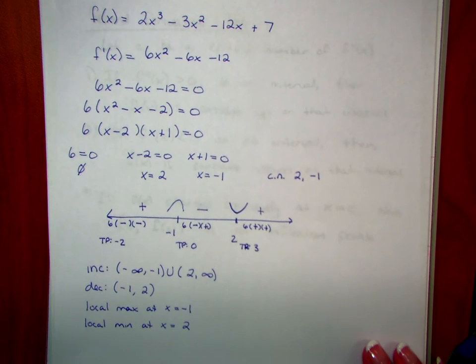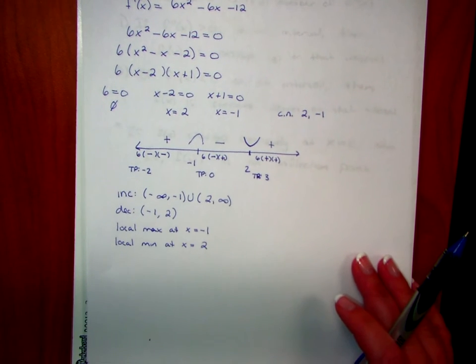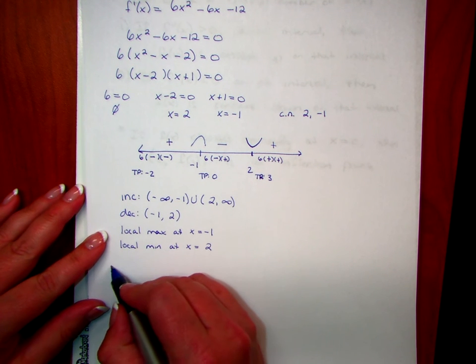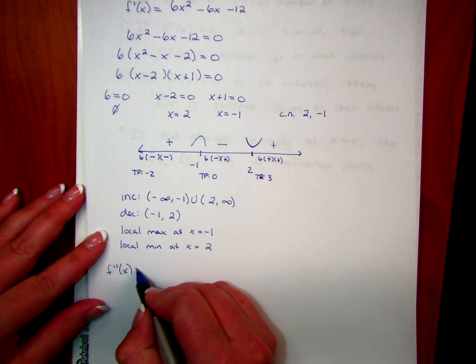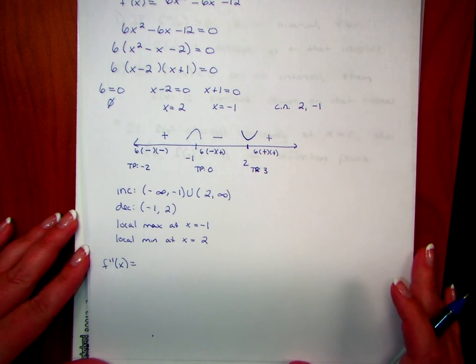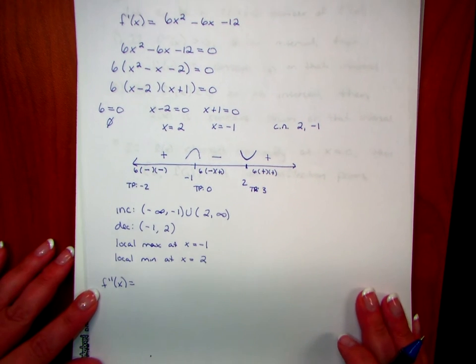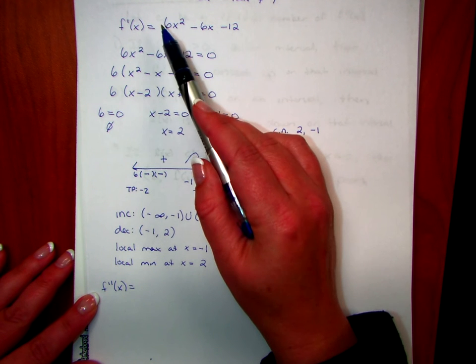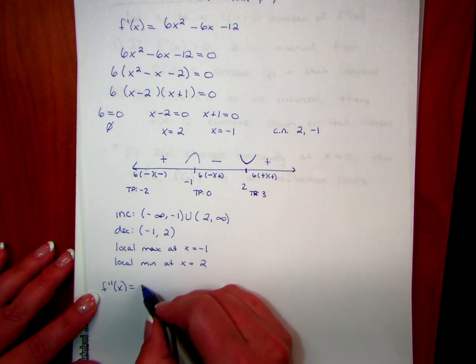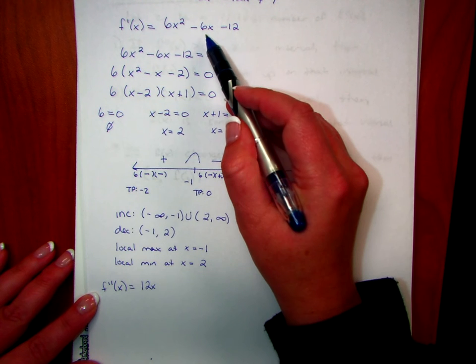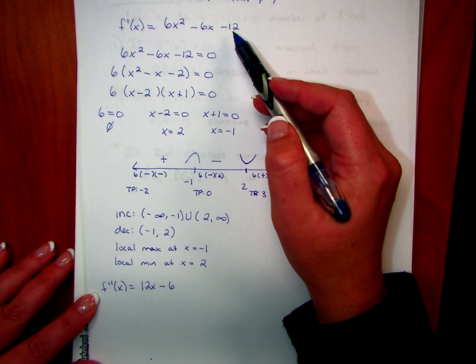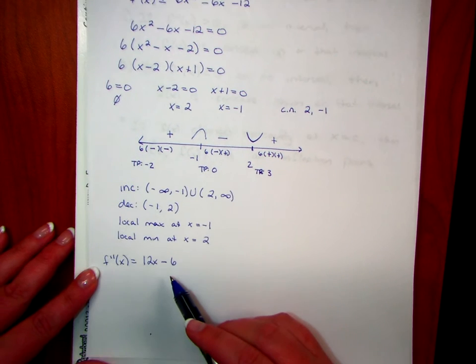So let's go back to this example, this cubic function, and do the second derivative test. What I'd like to do is find the second derivative and the critical numbers of the second derivative. The second derivative is the derivative of the first derivative, so I'm just going to take the derivative again. The derivative of 6x squared is 12x. The derivative of negative 6x is negative 6, and the derivative of negative 12 is 0, so it goes away. So here's my second derivative.